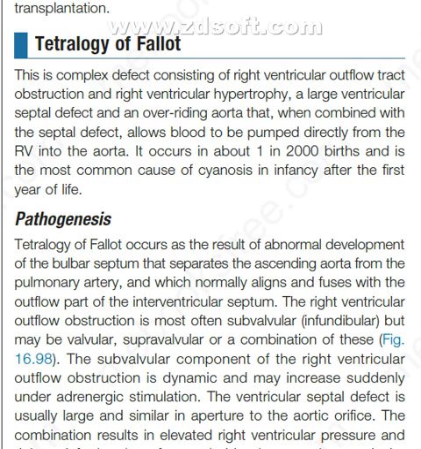Now, pathogenesis. Tetralogy of Fallot occurs as the result of abnormal development of the valvar septum that separates the ascending aorta from the pulmonary artery and which normally aligns and fuses with the outflow part of the interventricular septum. The right ventricular outflow obstruction is most often subvalvular or infundibular, but may be valvular, supravalvular, or a combination of these. The subvalvular component of the right ventricular outflow obstruction is dynamic and may increase suddenly under adrenergic stimulation.